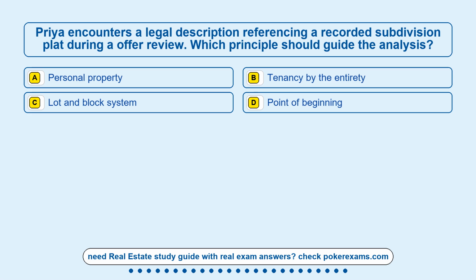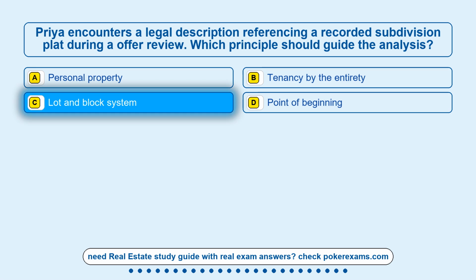Question 8. PREA encounters a legal description referencing a recorded subdivision plat during an offer review. Which principle should guide the analysis? Option A, personal property. Option B, tenancy by the entirety. Option C, lot and block system. Option D, point of beginning.